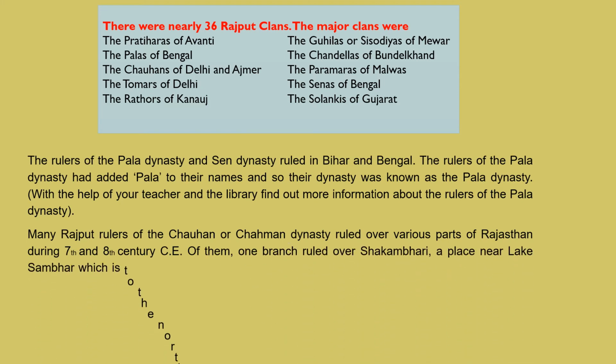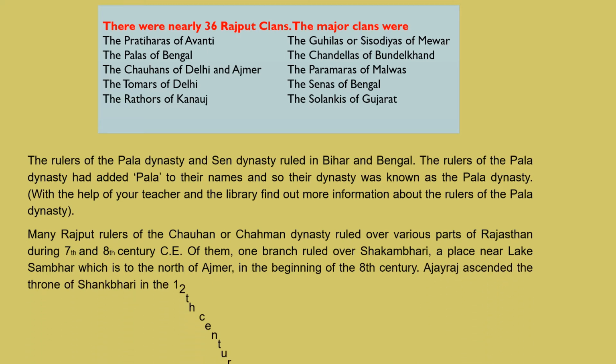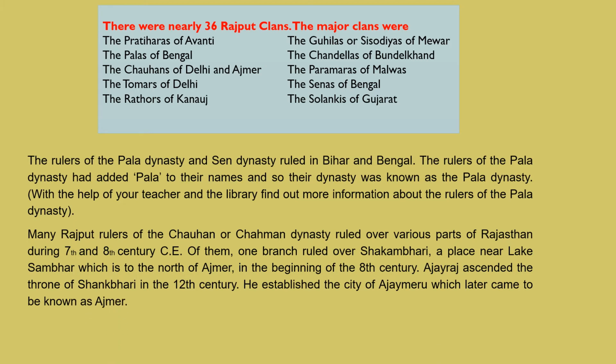the most important clans were the Pratiharas of Avanti, the Palas of Bengal, the Chauhans of Delhi and Ajmer, the Tomars of Delhi, the Rathors of Kannauj, the Guhilas or Sisodias of Mewar, the Chandelas of Bundelkhand, the Paramars of Malwa, the Senas of Bengal, and the Solankis of Gujarat. The rulers of the Pala dynasty and Sena dynasty ruled in Bihar and Bengal.